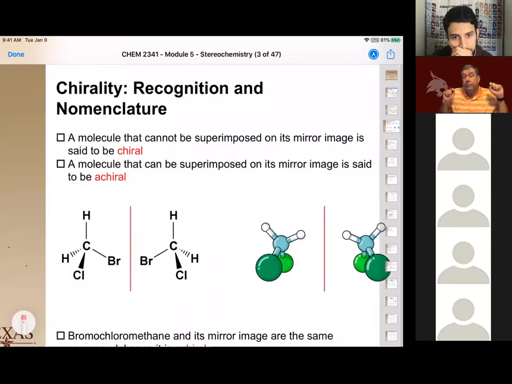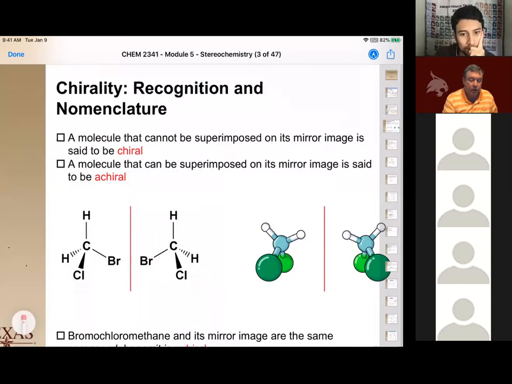Now, are they chiral? So let's find out. First of all, does it meet the first rule of chirality? It meets the first rule of chirality. What's the first rule of chirality? We must have 4 different groups.